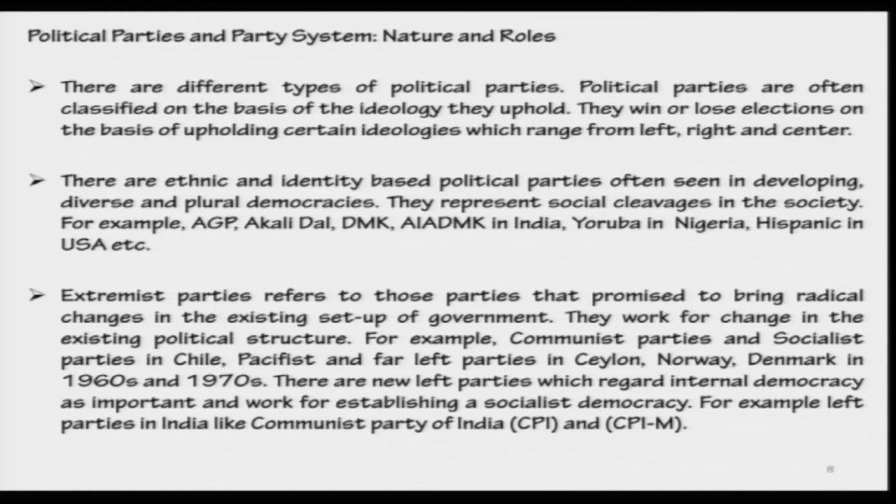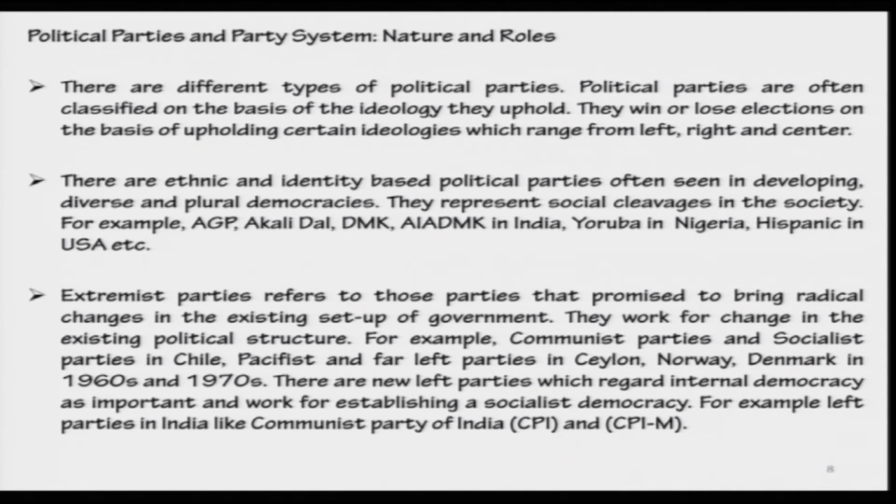Besides this ideological differentiation between the parties, there are also ethnic or identity based political parties, particularly in developing, diverse and plural democracy. Now, these ethnic or identity based parties represent the social cleavages. So, if a society is heterogeneous, diverse and plural, there are social divisions on the basis of certain identities or ethnicity. There are likely to be political parties on the basis of ethnic and caste lines. So, many examples in India, for example, AGP, Akali Dal, DMK, AIADMK in India, Yoruba in Nigeria, Hispanic in USA are examples of such political parties.